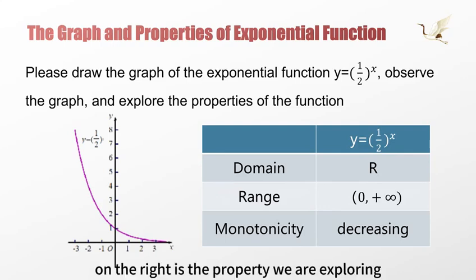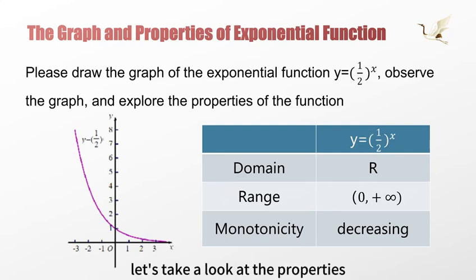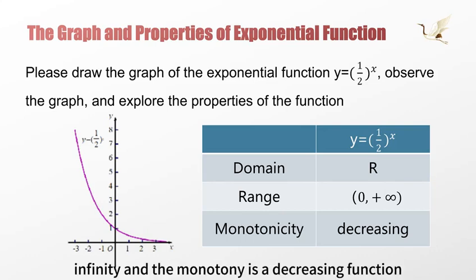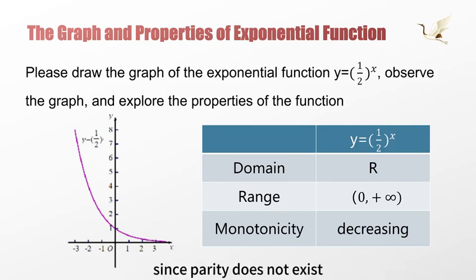On the right is the property we are exploring. Let's take a look at the properties of exponential functions together. Its domain is the entire set of real numbers, its range is from 0 to positive infinity, and the monotonicity is a decreasing function. Since parity does not exist, it is not listed in the table.